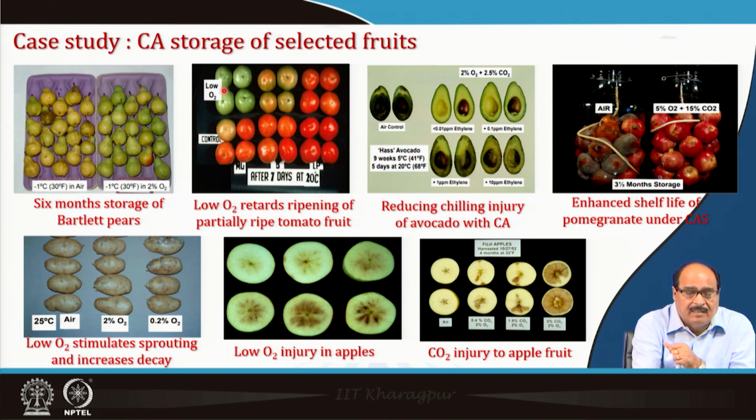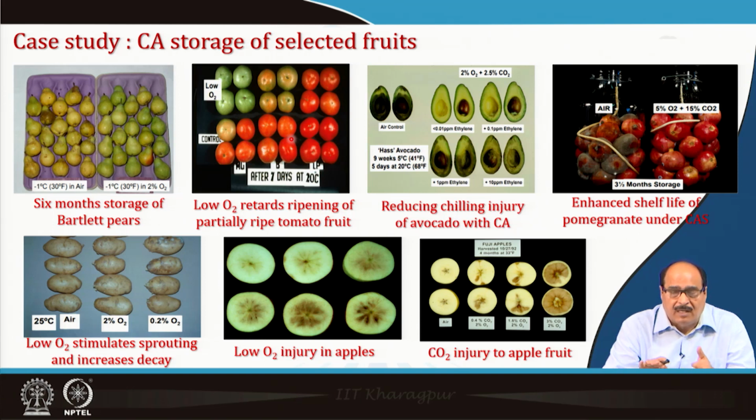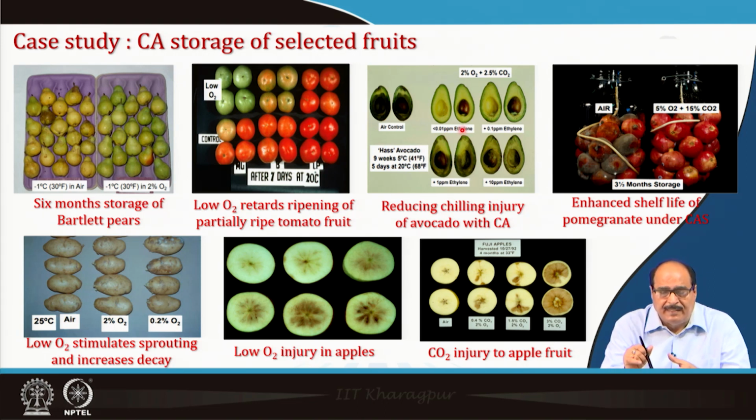Here oxygen concentration is maintained lower, so it remains green for a longer time, and in the control it ripens early. Here in the apples, that reduces chilling injury of avocado with controlled atmosphere. You can see that at a level of 2% O2 or 2.5% CO2, and less than 1.01 ppm, that is how this chilling injury is removed. You can see here in the picture.